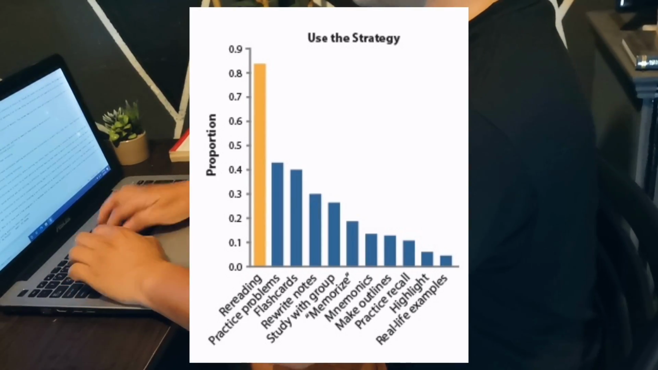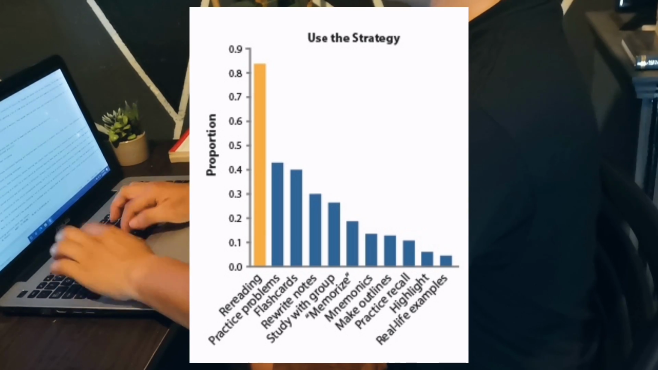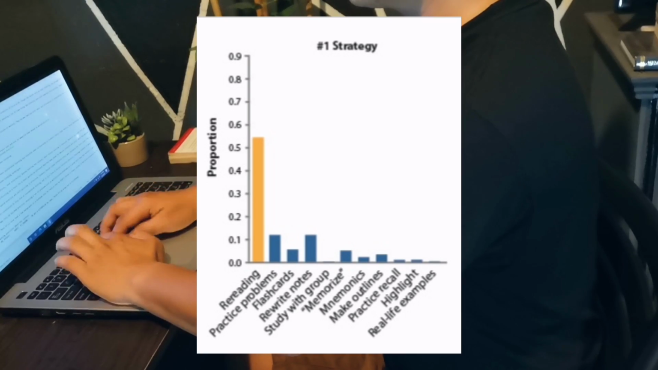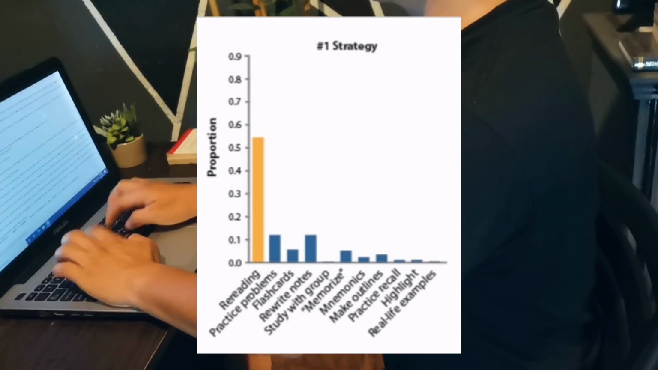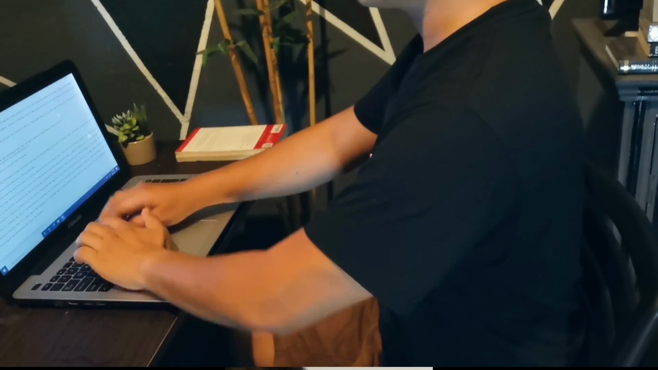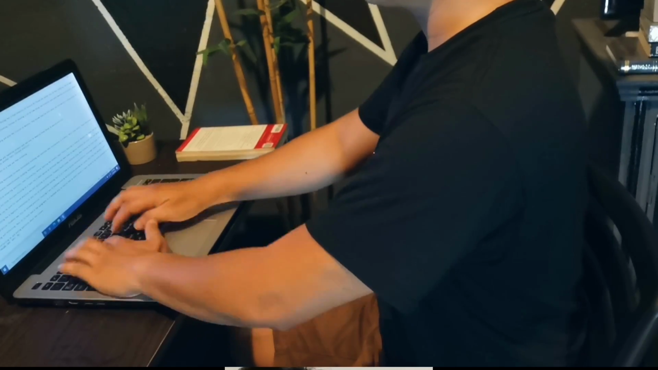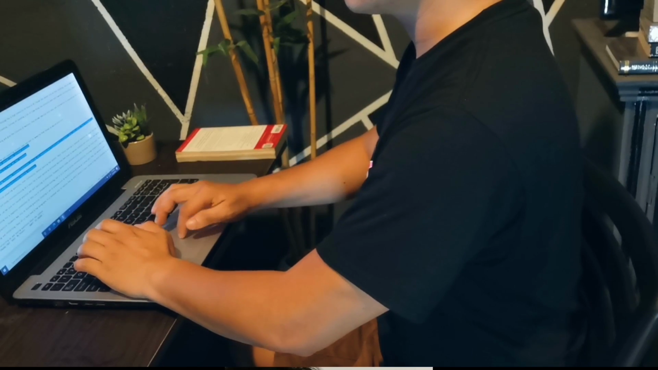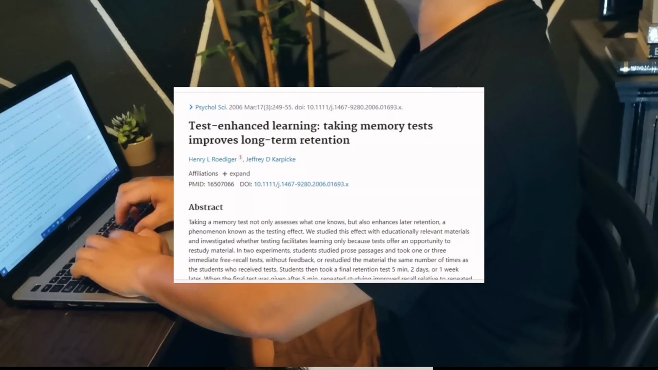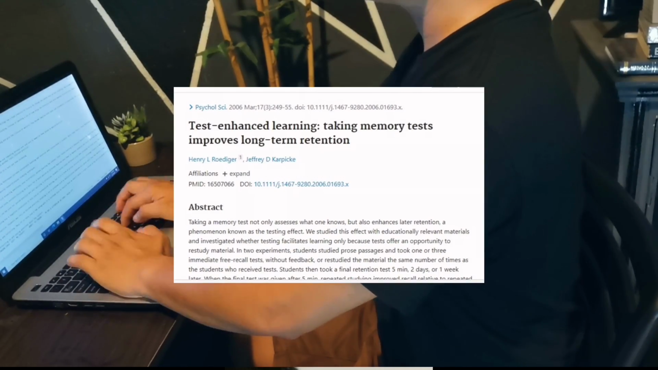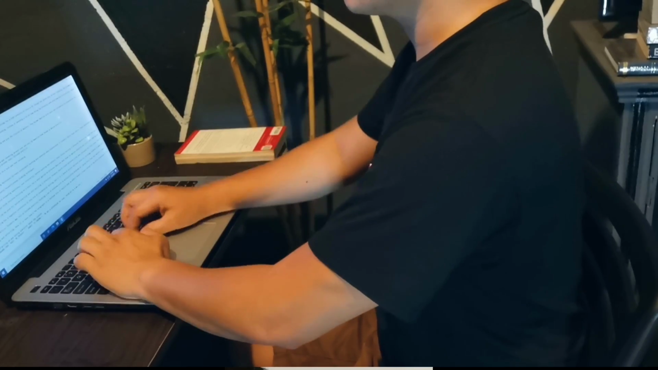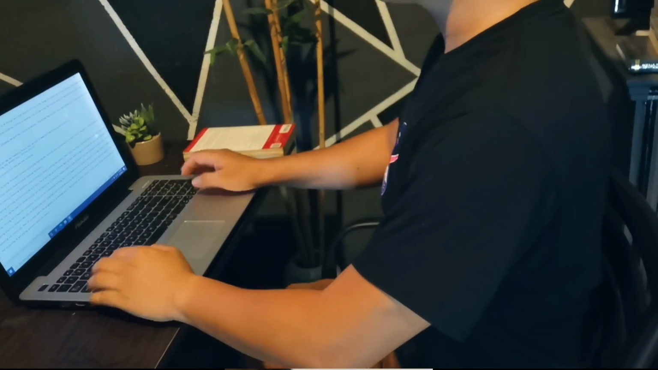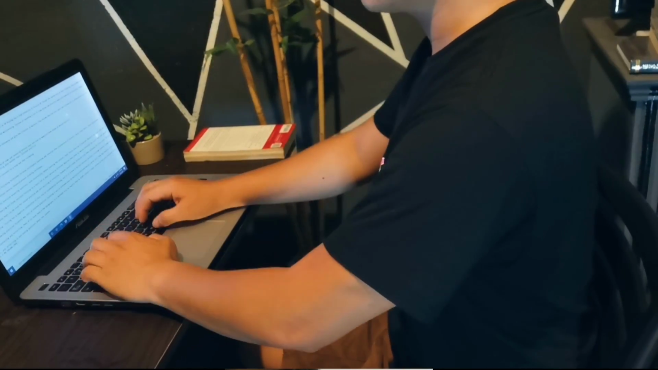And as you can see, over 80% of the students use this strategy, and this graph also shows rereading as their favorite strategy. And the reason why so many students chose rereading as their favorite strategy is because they truly thought that it was the best way to learn, and that's according to the second study by Roediger and Karpicke. So you may know by now that rereading is not the most effective strategy. So what other strategies should you also avoid?